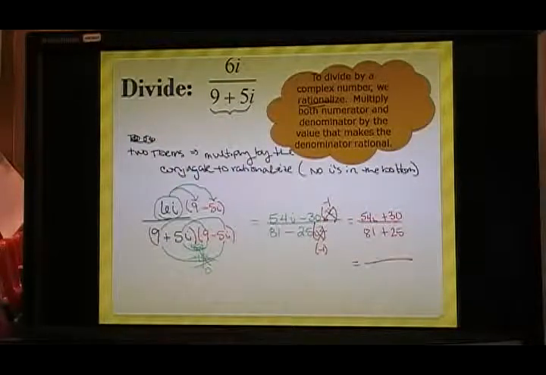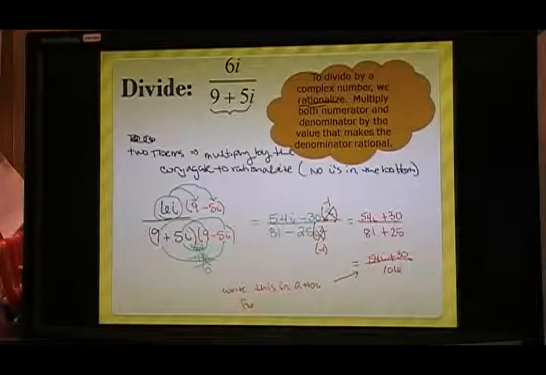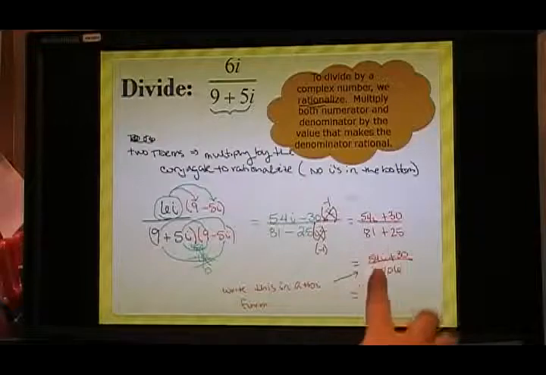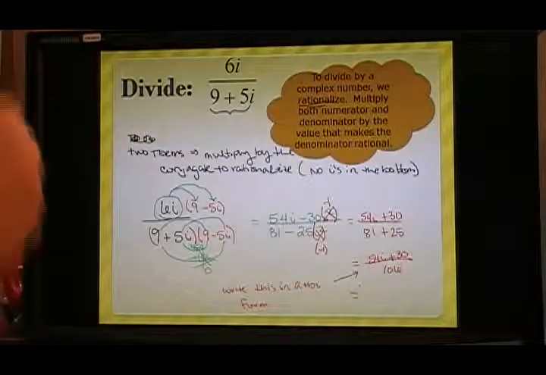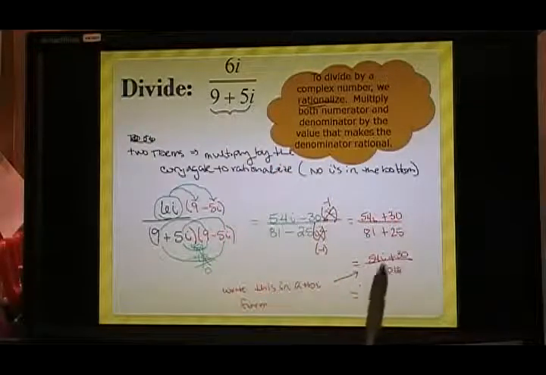So we have (54i + 30) all over 106. Typically when you're working with complex numbers, you want to write them so that they are in a + bi form. Okay, and you'll see these directions. To write this in a + bi form, you want to take this fraction and separate it out into its real part and its imaginary part.